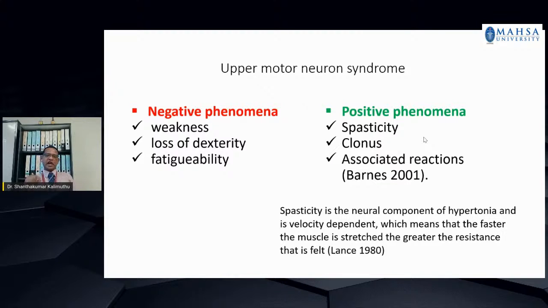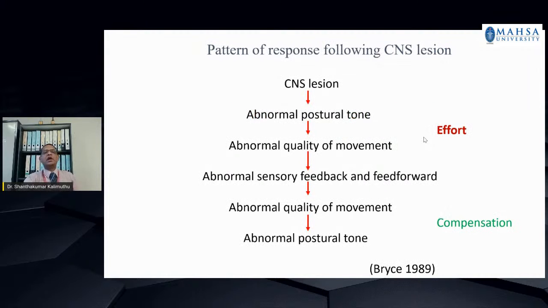What is hypertonicity? In hypertonicity, there will be disinhibition and neural change, and plastic reorganization and adaptive features are also included there. So all three combine to form the hypertonicity. The next features are clonus and associated reactions.